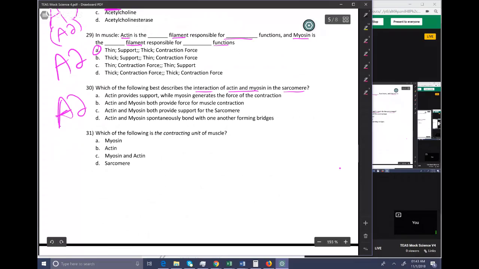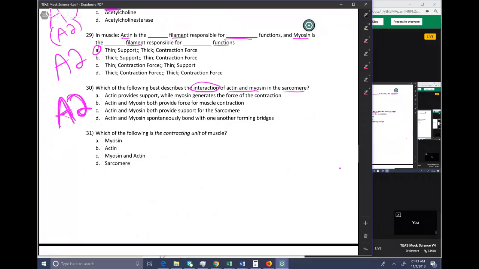When they ask you for interaction, what's crucial is that you don't answer in a way that's like, well, actin does this and myosin does that. They're asking you what their interaction is, and they're not going to fill in the blanks based on what you say. A standardized test can't infer something from what you describe. So it would not work to say, oh, well, actin provides support and myosin generates force.